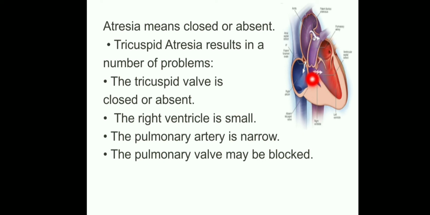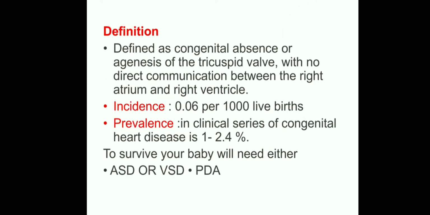Here the pulmonary artery comes from the right ventricle. The pulmonary artery is also narrow, and the pulmonary valve may be blocked. Sometimes the pulmonary valve also may be blocked. These are the tricuspid atresia associated problems. All of you clear? And coming to the definition.